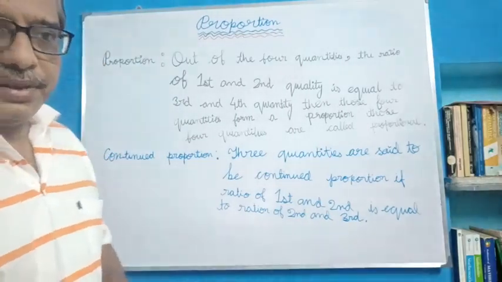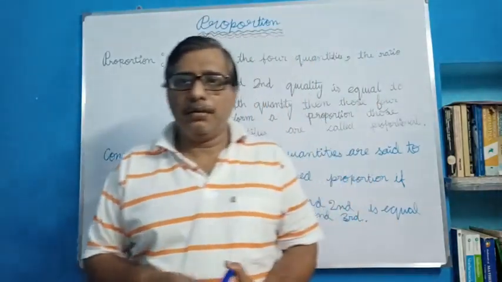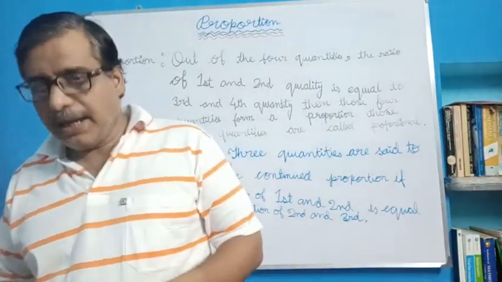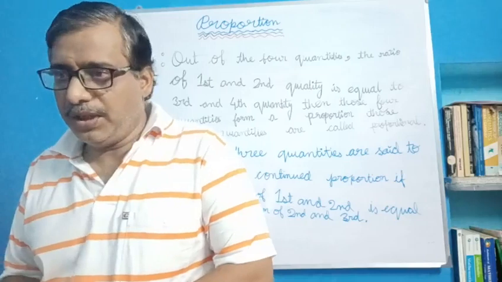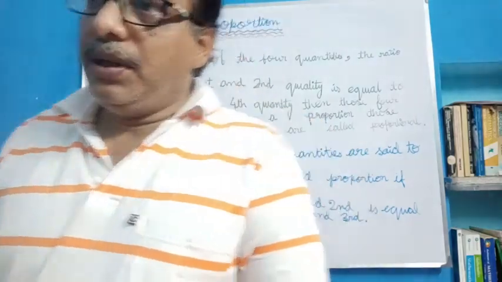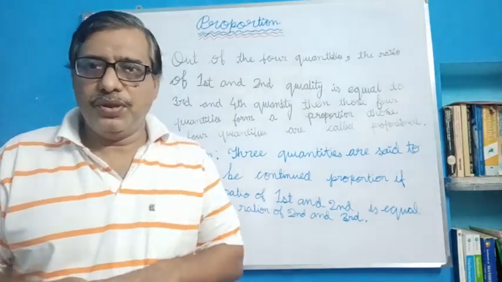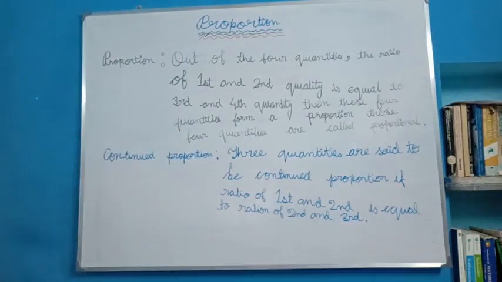We have already discussed the ratio of two quantities or the ratio of four numbers. If A is to B, B is to C is given, then we find A is to B is to C, or if A is to B, B is to C, C is to D is given, we find A is to B is to C is to D, etc. And ratio and proportion are a combined chapter.